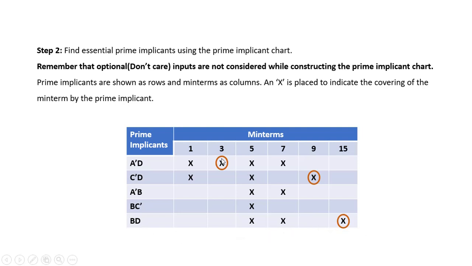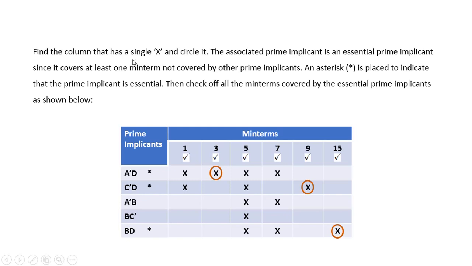After this, what you have to do is look at each column and find the column that has a single X and circle it. So this column has a single X, this column has a single X and this column has a single X, so we have encircled them. The associated prime implicant is an essential prime implicant since it covers at least one minterm not covered by the other prime implicants. So this column has a single cross, and corresponding to this we have A bar D. So this prime implicant is an essential prime implicant as minterm 3 can be covered by this only. Minterm 3 cannot be covered by other prime implicants.